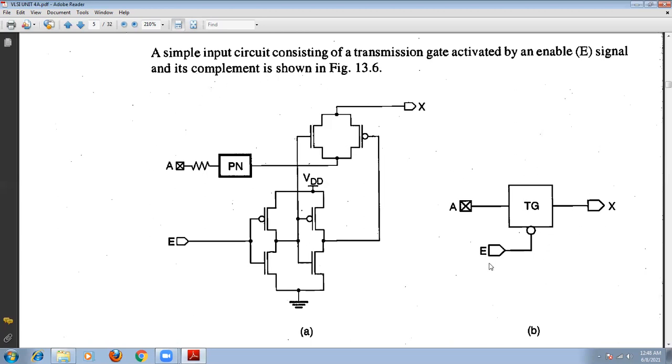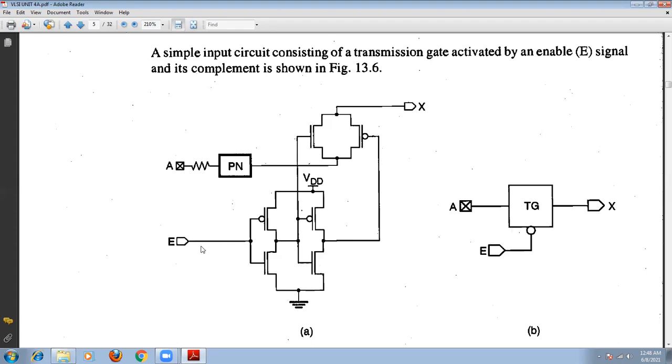This is the total block diagram of the input circuit. It consists of the input pad, the transmission gate which is enabled by the enable signal, and the output of the transmission gate. The transmission gate structure is like this, with two NMOS transistors connected in parallel, and the inputs given here. This is a low level enabled circuit. Whenever we apply a low level here, the circuit will be enabled.